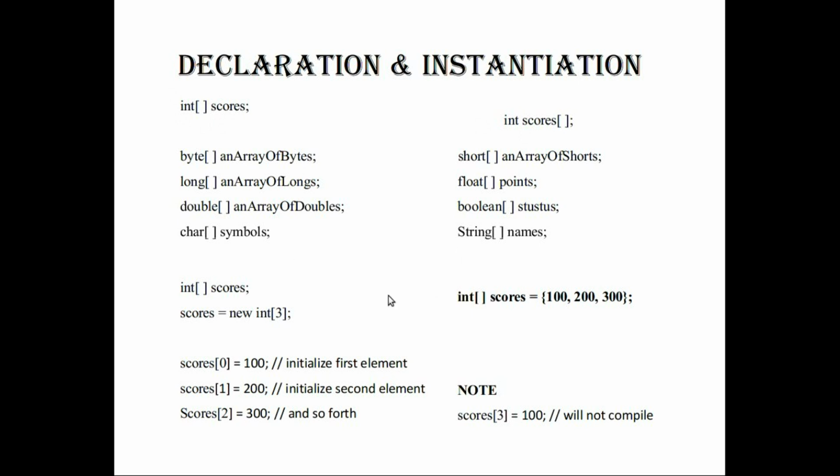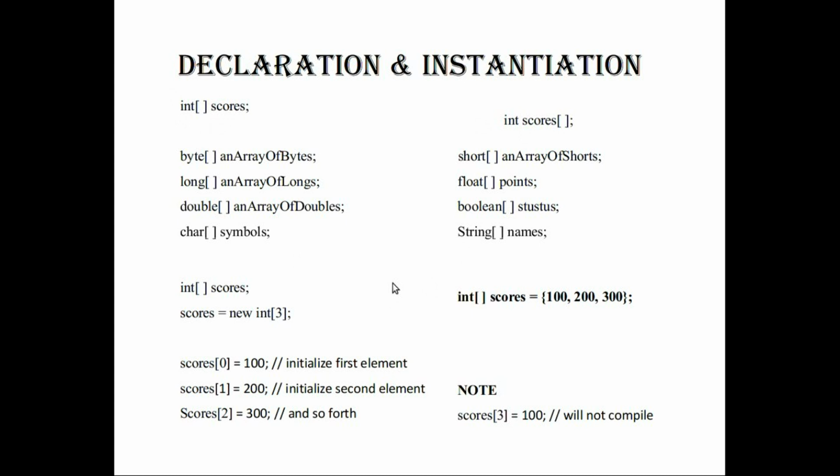Now, when you declare an array, nothing actually happens. You're simply just telling the compiler that somewhere along my program execution, I'm going to need an array type variable to be able to store some data. But no data has been created in memory, and the array itself has not been created in memory yet.